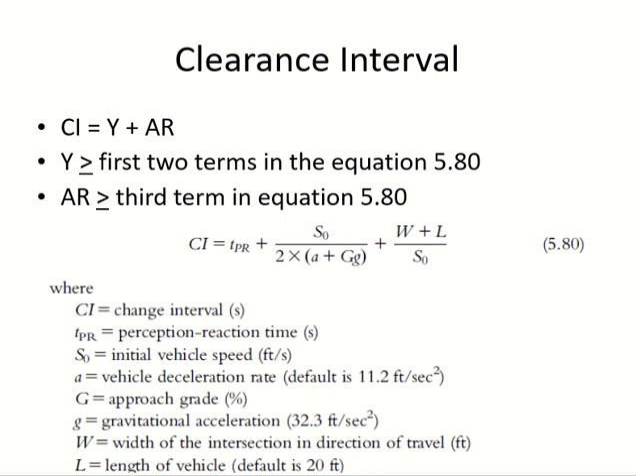32.2 is this one, right? This is the gradient of the road. What else do we need? W. W is the width of the intersection. L is the length of the vehicle. For the length of the vehicle, a standard car is around 20 feet. And S naught is the speed of the road.